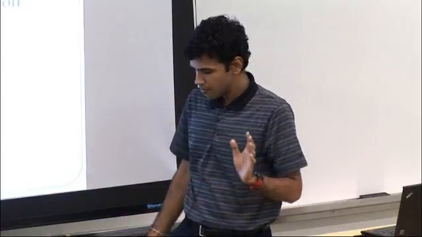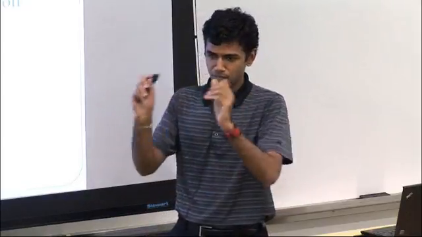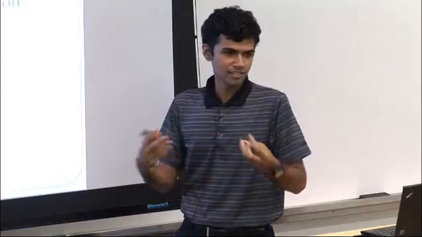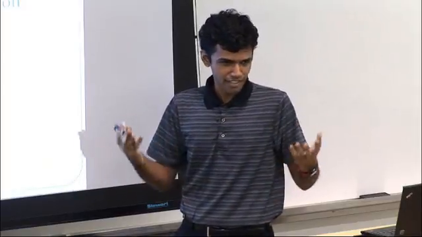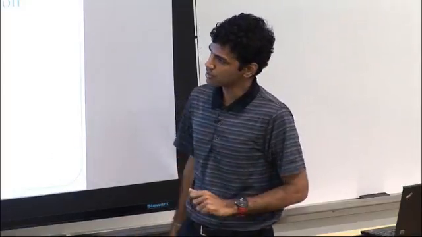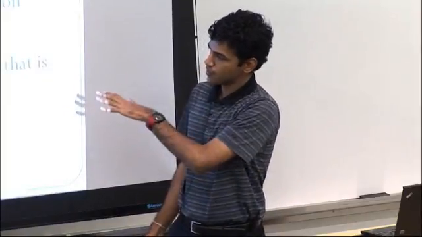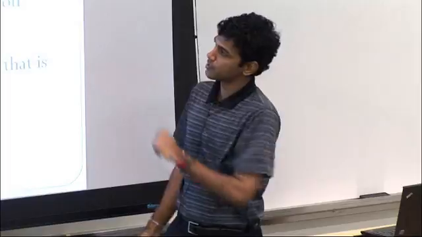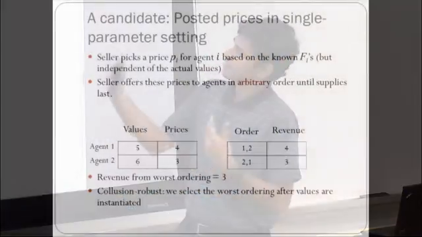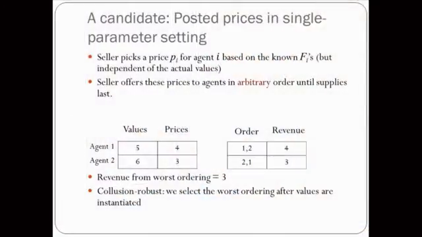So traditional direct revelation mechanisms, where you submit the bids and then you do something, like Myerson's or Vickrey's second price auction, etc., are all subject to collusion. So that's what we need, collusion resistant single parameter mechanisms which can be applied to multi-parameter settings. And the candidate we pick is the posted price mechanism in single parameter settings.